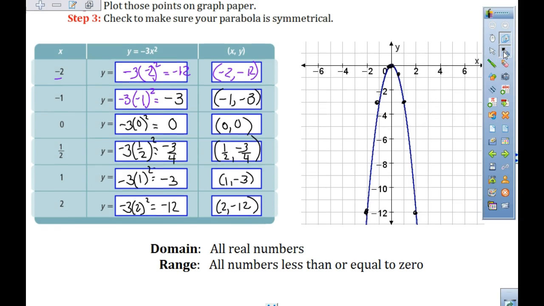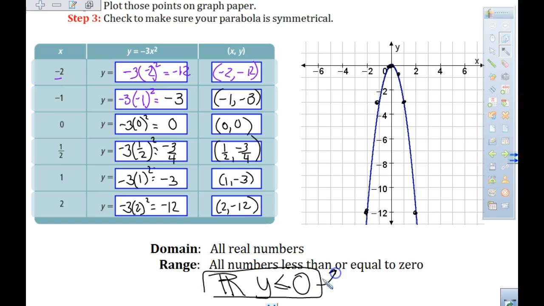So this is where a lot of times when we were writing domain and range before, we used this for all reals. And then we said where y is less than or equal to 0, okay? So you can write it either way. You want to write it mathematically.